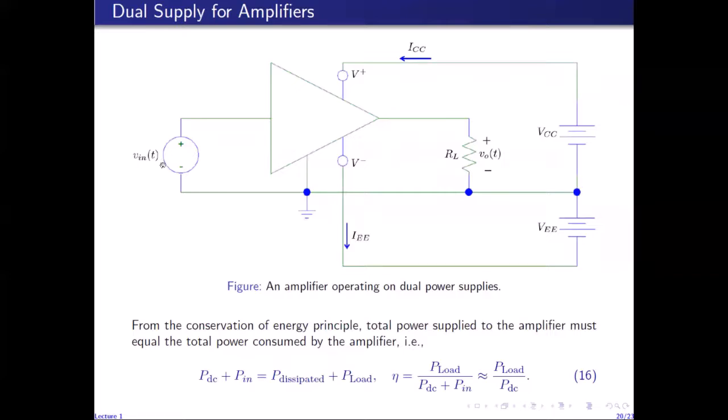So the corresponding power supplied by the voltage source V in is also very small compared to the power supplied by the DC sources. So the sum of the power supplied by the DC sources and the power supplied by the input source is almost always typically equal to PDC, because this power supplied by the input source is negligibly small compared to the power supplied by the DC source. So one can also find the efficiency of an amplifier through this ratio.